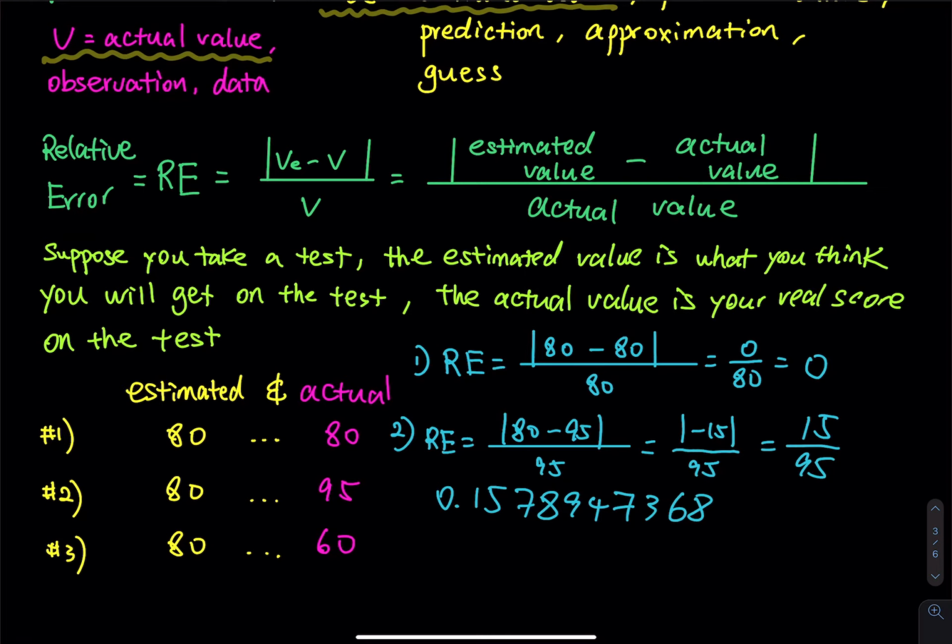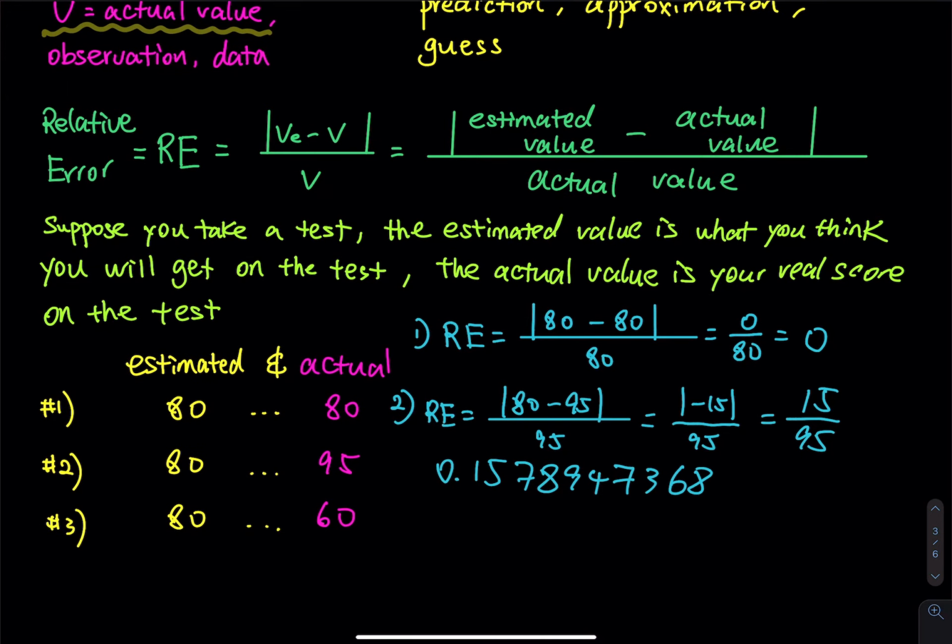Usually you don't need to report the whole thing on your homework. So let's just keep 4 decimal places. Then that would be 0.1579, right? Because 9, you need to add 1 to the 8. So that is your relative error. You just keep the decimal. You don't need to convert that to percent, because in the next video, on percent error, we will convert this answer to percentage.